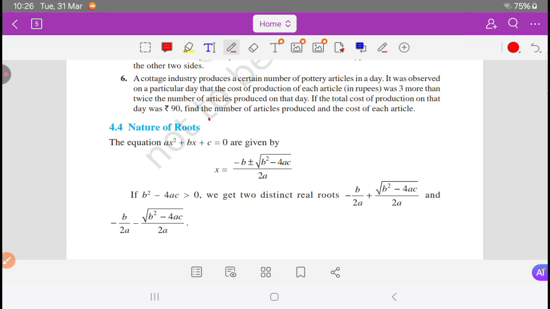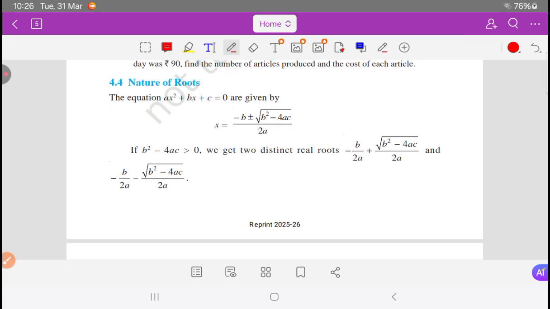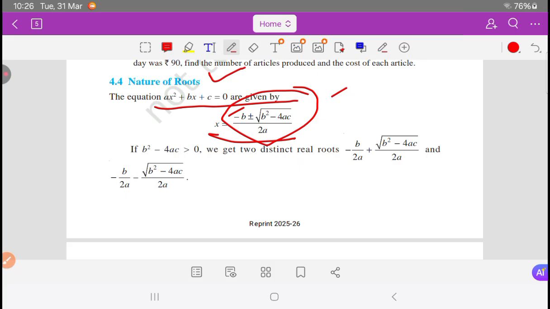Now, nature of the roots. If the equation is ax square plus bx plus c equal to 0, then the root of the equation is minus b plus or minus root of b square minus 4ac divided by 2a. This is the solution for the quadratic equation. If b square minus 4ac is greater than 0, we will get two real roots.